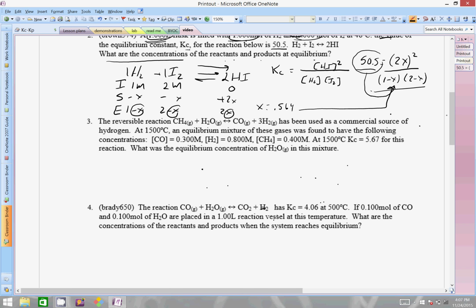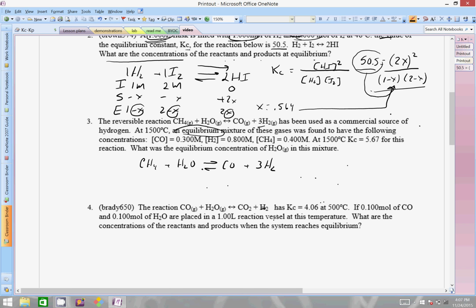Alright, a reverse reaction, as seen here, has been used as a commercial source of hydrogen. We've got a value of temperature, and it says the equilibrium concentration of these gases was found, so equilibrium concentration, that's relatively important. In this case, we write the equation: CH4 plus H2O yields CO plus 3H2. Everything is gases.